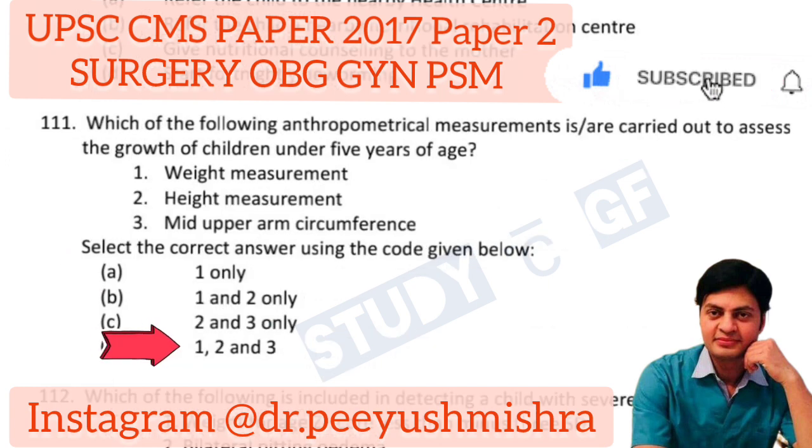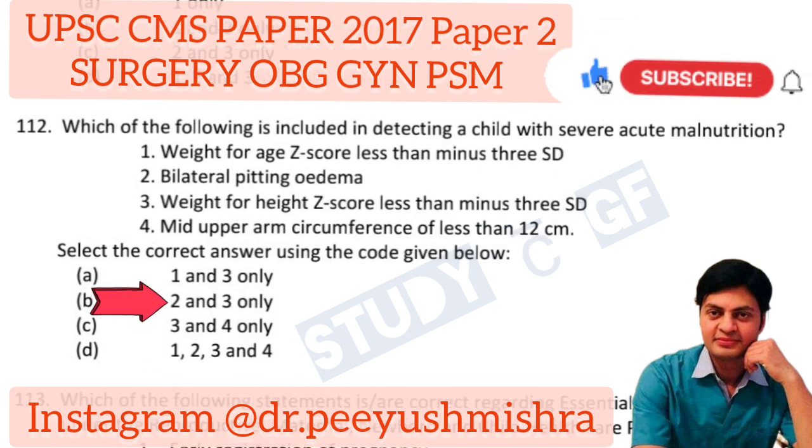Which of the following anthropometrical measurements are carried out to assess the growth of children under 5 years of age? Weight measurement, height measurement, mid-upper arm circumference. Which of the following is included in detecting a child with severe acute malnutrition? Bilateral pitting edema, weight for height Z-score less than -3 SD.